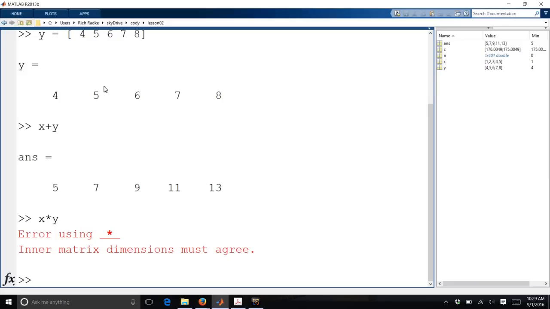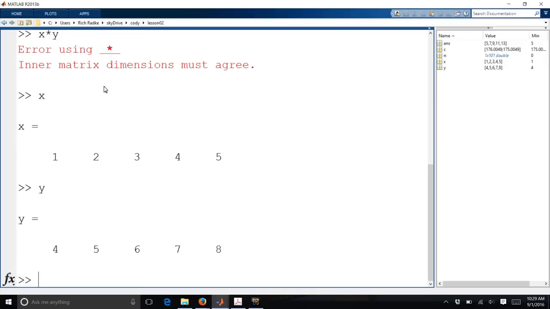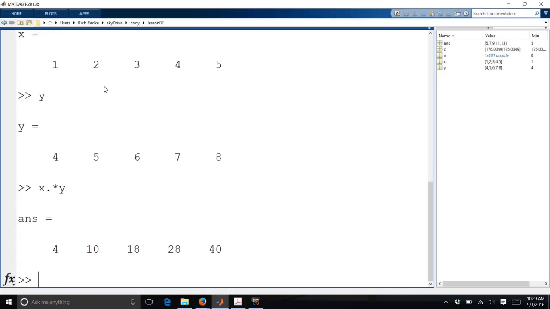That depends on what I want, right? If I want element by element multiplication, so if I want to multiply the values of x times the values of y, I can say x dot times y. That dot is very important. That dot means operate element by element, right? You're going to get snagged on that a lot, probably.